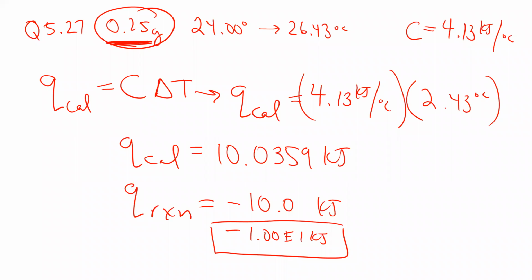Some people were trying Q equals MC delta T with the mass of naphthalene. Naphthalene is not going through the temperature change. The calorimeter is, so that doesn't help us. And then we didn't have to do anything with moles because they weren't looking for moles. So it was just Q for the calorimeter, C delta T for that calculation.